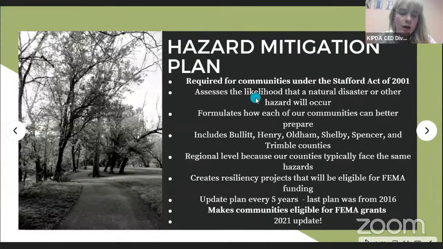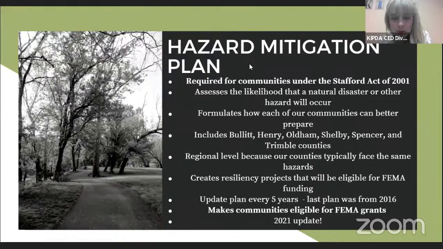We do our hazard mitigation plan at the regional level, because, as we know, most hazards don't respect county and city boundaries. Our regional plan includes Bullitt, Henry, Oldham, Shelby, Spencer, and Trimble counties. Jefferson County does their own thing, as they do a lot. What comes out of this is a series of mitigation projects that will be eligible for FEMA funding for our counties and communities.